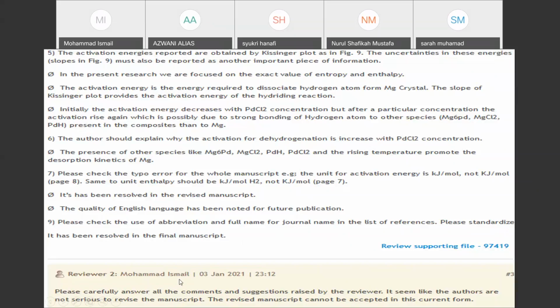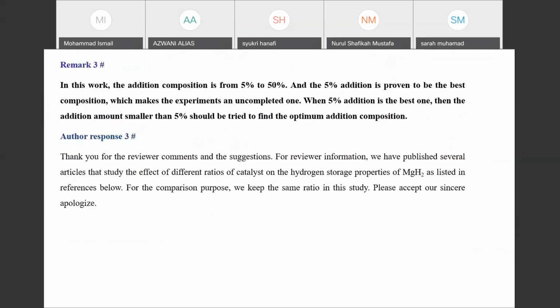Okay, so actually I'm one of the reviewers, so I replied: please carefully answer all the comments and suggestions raised by the reviewer. It seems like the authors are not serious to revise the manuscript. The revised manuscript cannot be accepted in its current form. Okay, if the reviewer is angry, they will directly reject the manuscript. If it were me, I'm kinder and would give the author a chance.